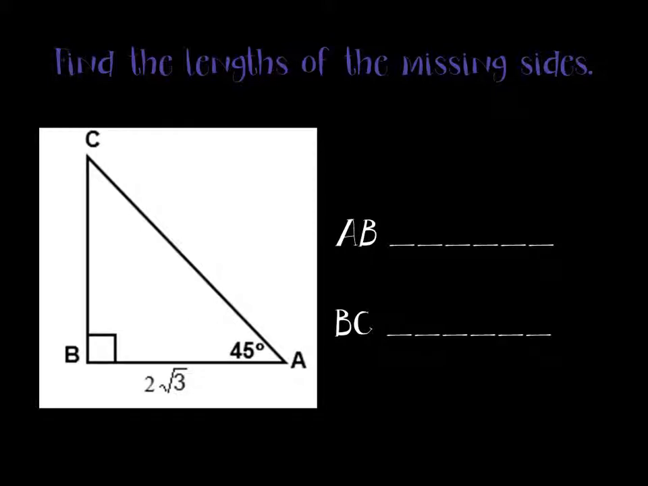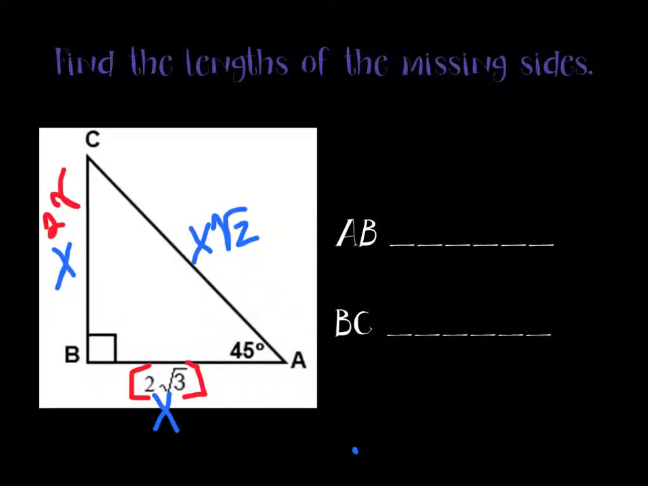And our last problem. Find the lengths of the missing sides. Go ahead and write in your x, x, and x square root of 2 values. Well, this is interesting. We have a value, but it doesn't look like a whole number. It's not, but still, this x, the 2 square root of 3, is the whole x value. So if AB is x and it's also 2 square root of 3, BC would be the same thing, 2 square root of 3.